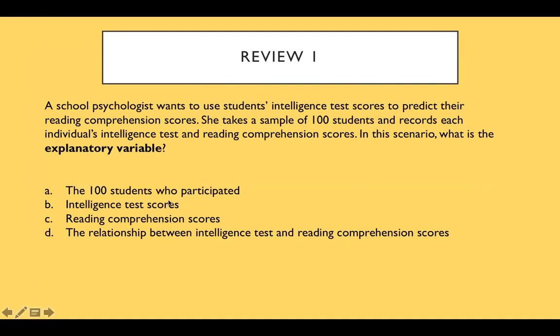All right, awesome. Everybody answered, and the answer is B. You guys got it right. So just to go over a quick review, the intelligence test scores is the explanatory variable here because this is what is being used to predict the response variable, which is the reading comprehension scores.